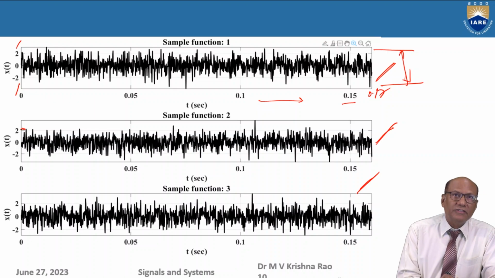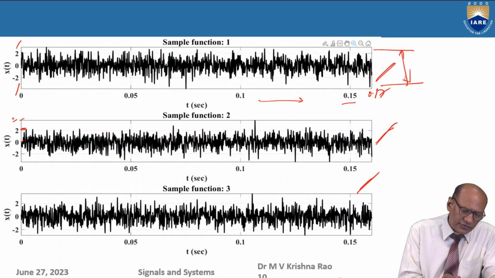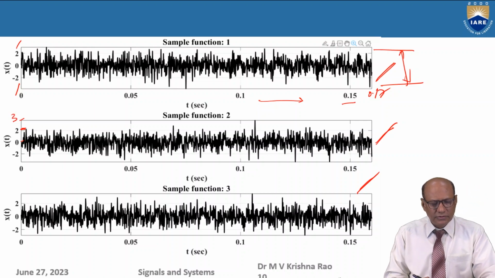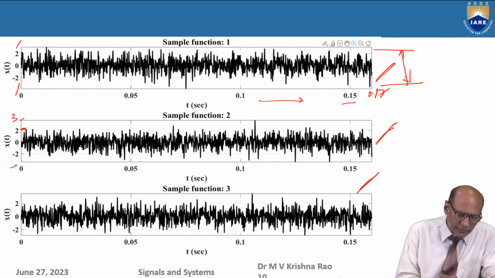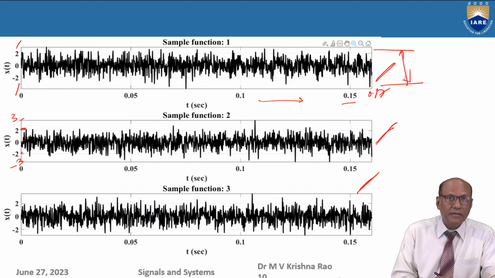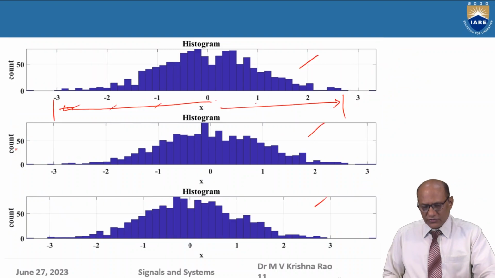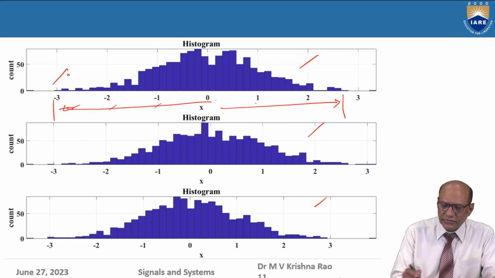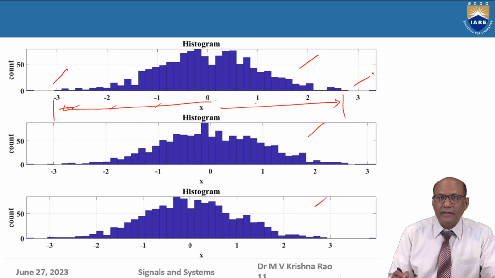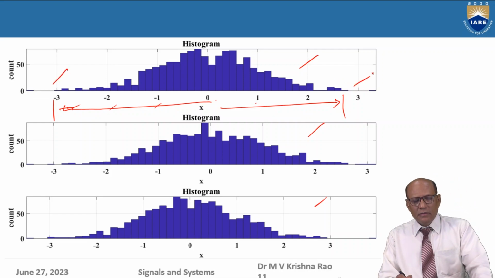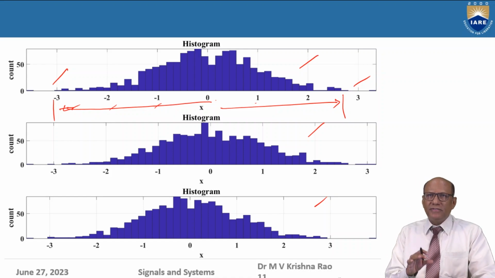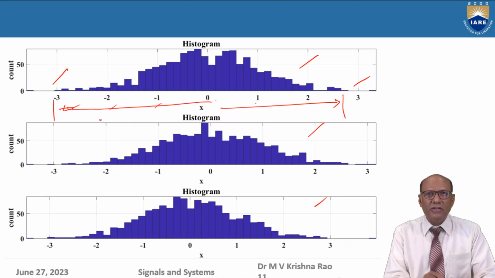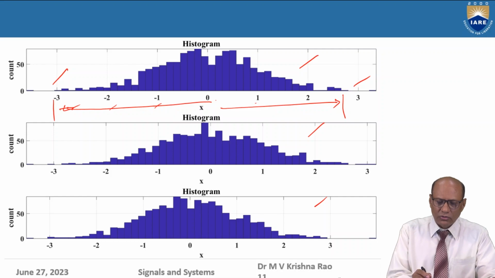Here also, see the second waveform. This is 0, this is 2, and half of this is 3, and similarly this is minus 3. So minus 3 to plus 3. I used 50 bins here, so the total range between minus 3 and plus 3 is divided into bins, and in each bin, how many values are falling? That is the count histogram.